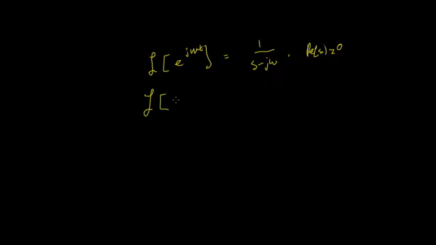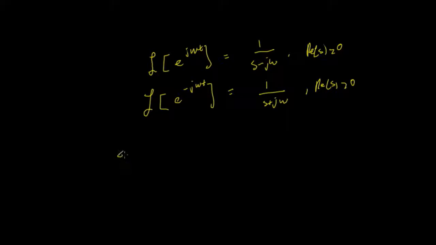Hi there, in this video we're going to look at the Laplace transform of the cosine and sine functions. From the previous video we've seen that the Laplace transform of e to the j omega t can be written as 1 upon s minus j omega for the real part of s greater than 0, and that the Laplace transform of e to the minus j omega t is equal to 1 upon s plus j omega for the real part of s greater than 0.